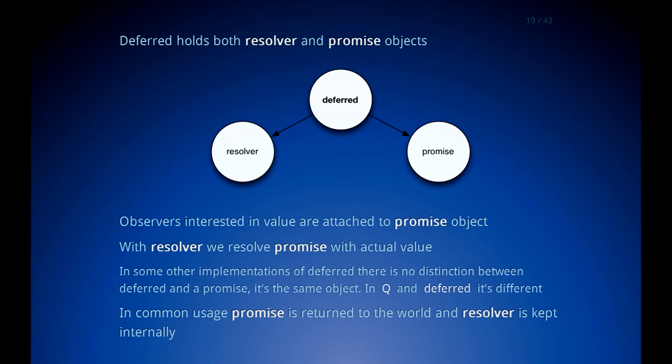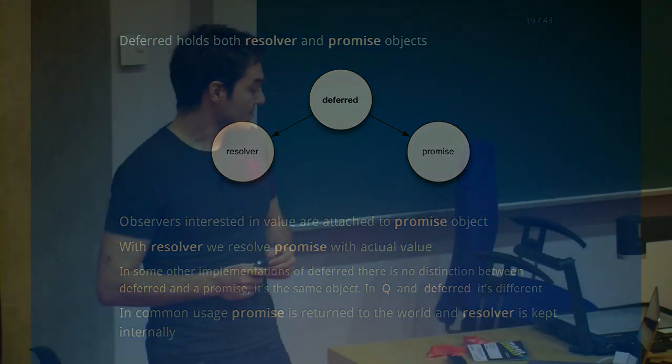Deferred holds both the resolver and the promise objects. That's deferred. Observers interested in the value are attached to the promise object. We are just attaching callbacks to the promise object, and we resolve the promise with a resolver.